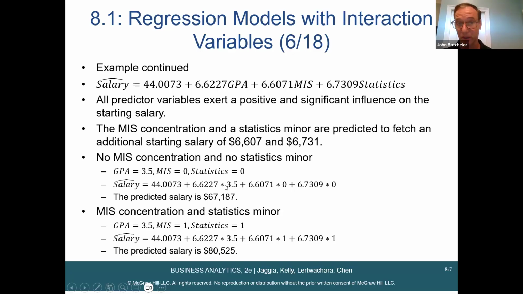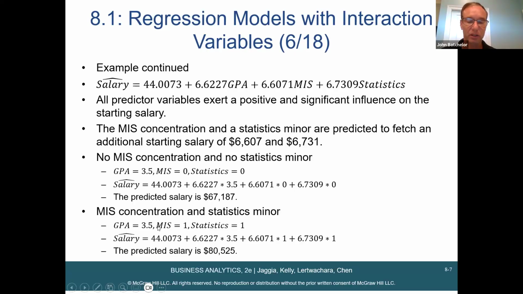So the beta of the GPA variable times 3.5, plus the beta of the MIS concentration times 0 because they don't have one. That's where we get the 0. And then statistics is 0 because we say no statistics minor. Did we technically have to put these two in? Would the answer change? No, but we're just doing it for good form, because the zeros take it all out.